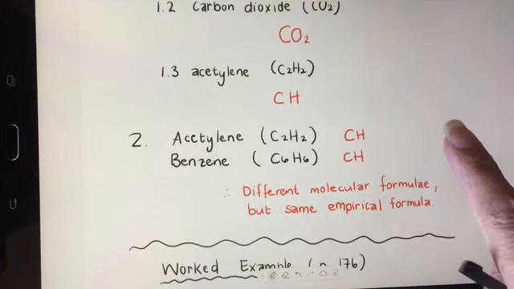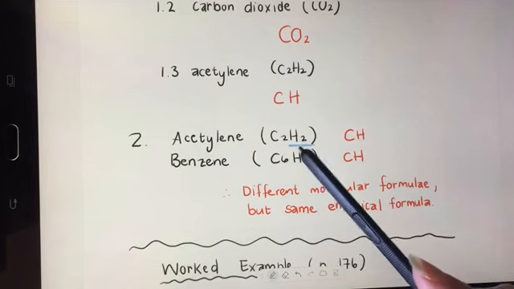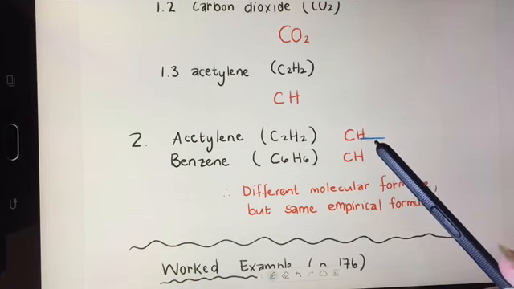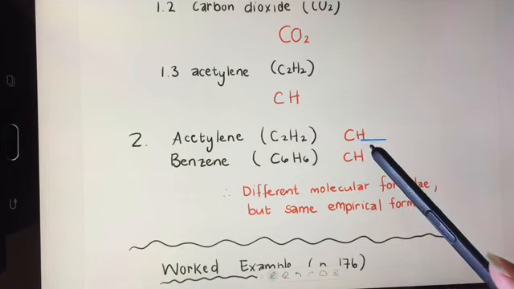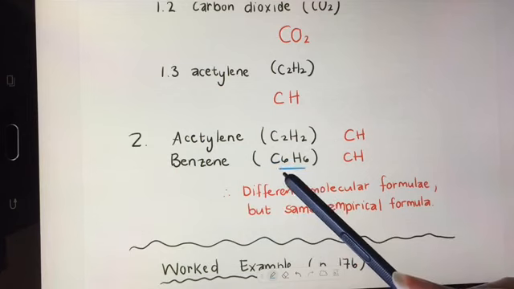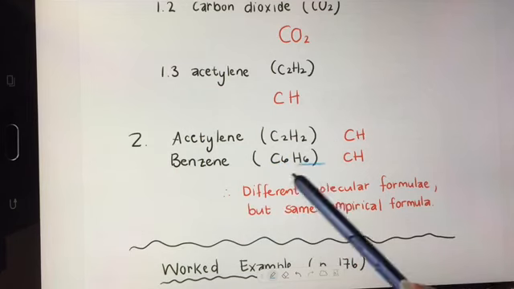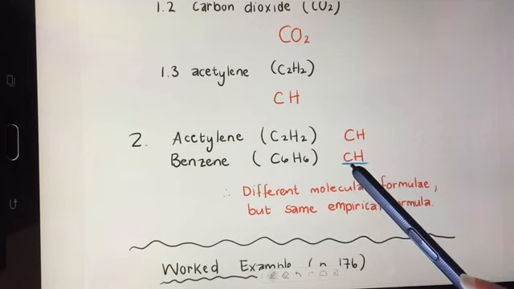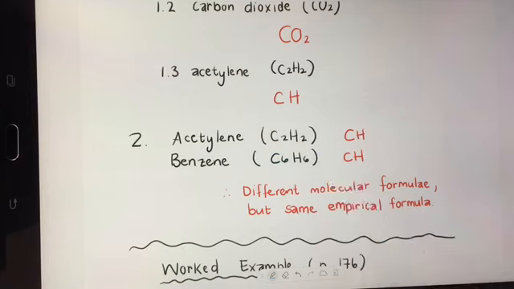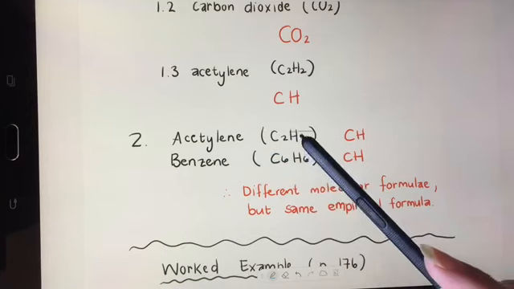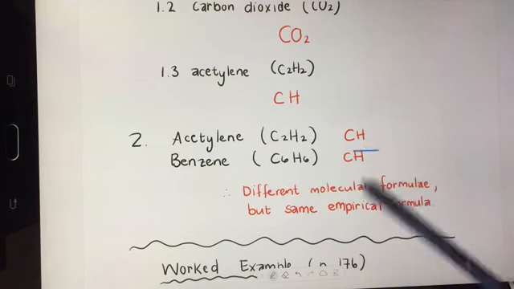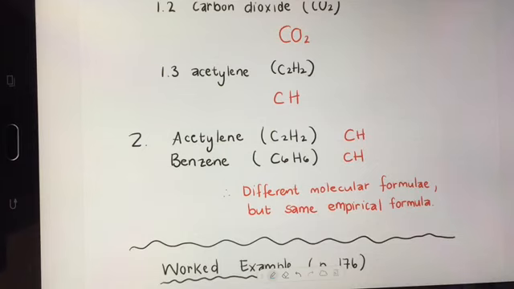And then for number 2, we've got C2H2. If I simplify that, like I did over there, I saw that the empirical formula is CH. Benzene has a molecular formula of C6H6. I can simplify that as well to get the empirical formula. And I also get CH. So that shows us that some substances might have different molecular formulas, true formulas, but exactly the same empirical formula when you simplify the molecular formula.